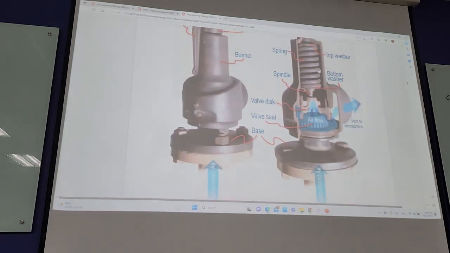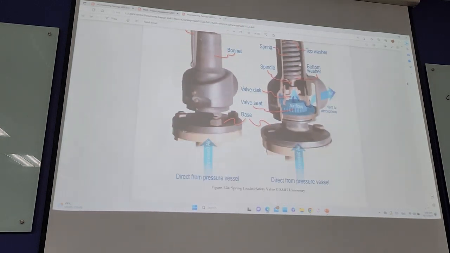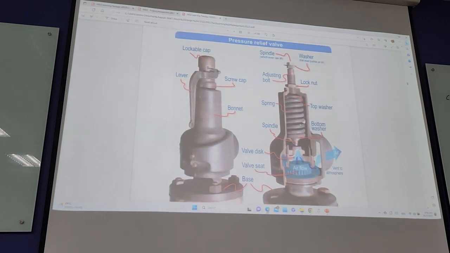And you can see over here some of the valves. With the spring inside, that is a safety valve. Depending on the pressure, you will compress the spring in order to release air out.